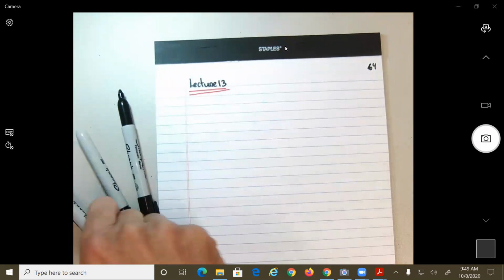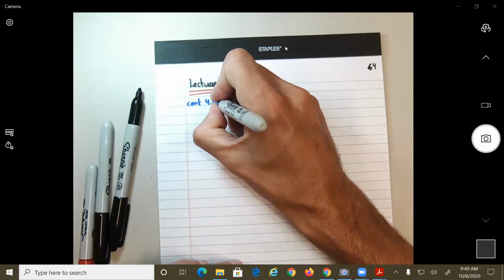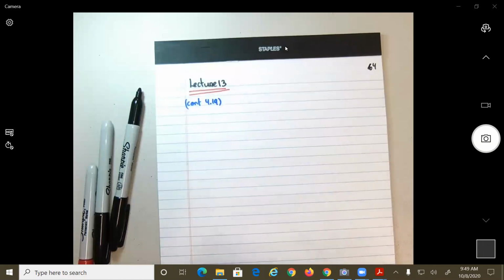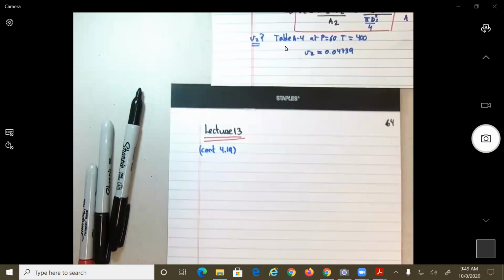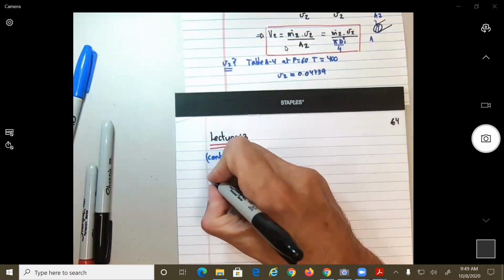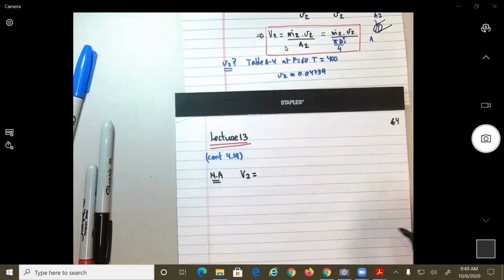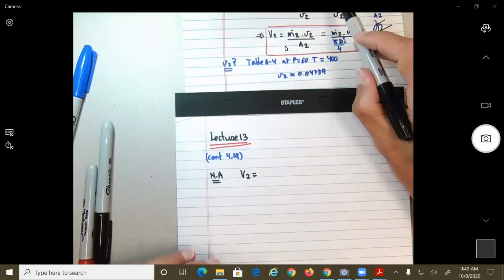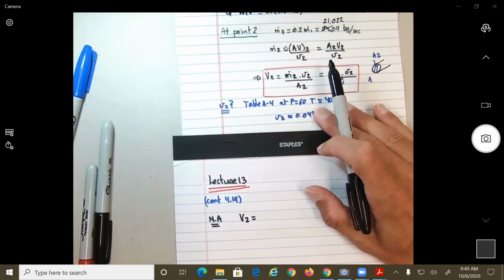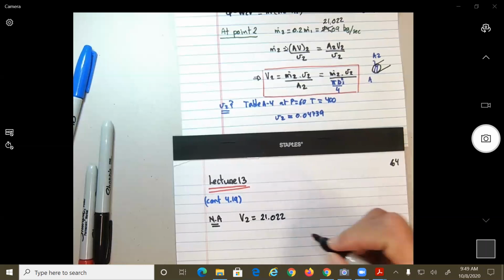Okay, so what we are doing is the continuation of problem 4.19. What we need to do here is a numerical application. So the velocity 2 will be equal to what? m2 we found to be equal to, have it here right on top, 21.022, and that's kilograms per second. Let's keep that in mind.